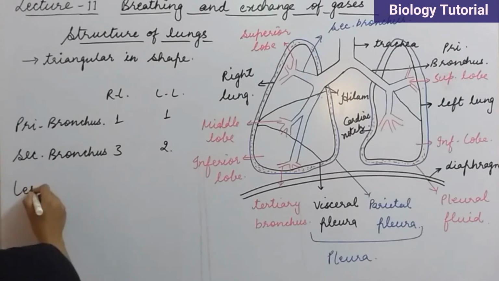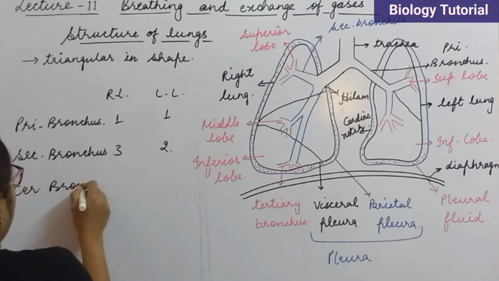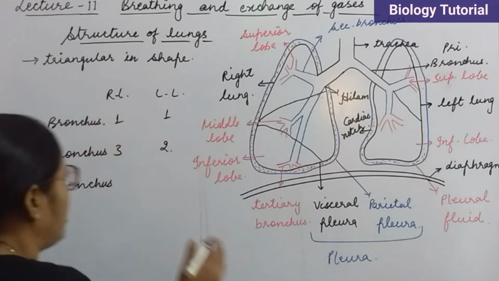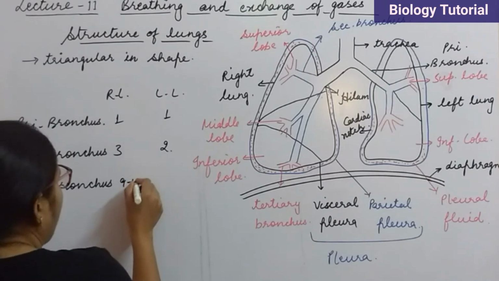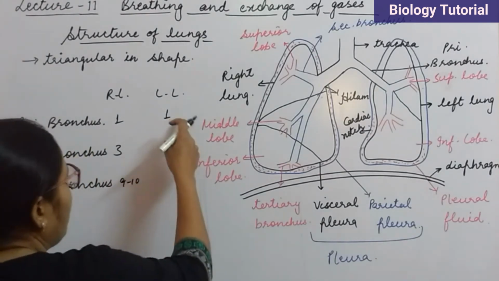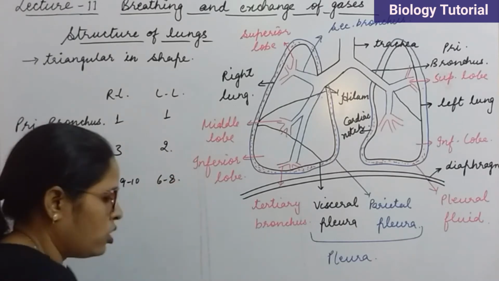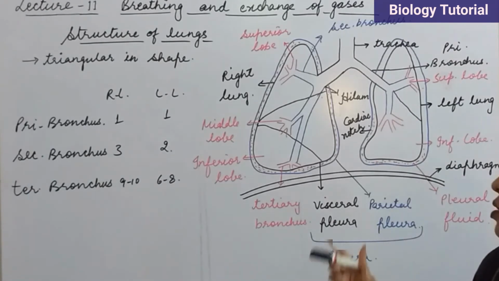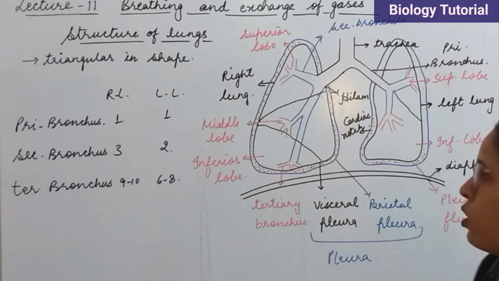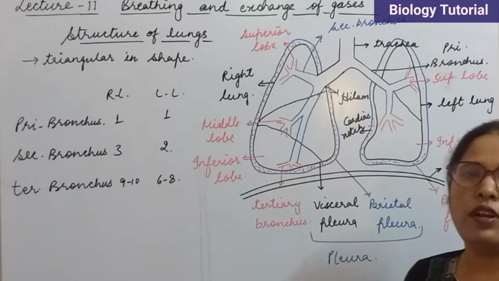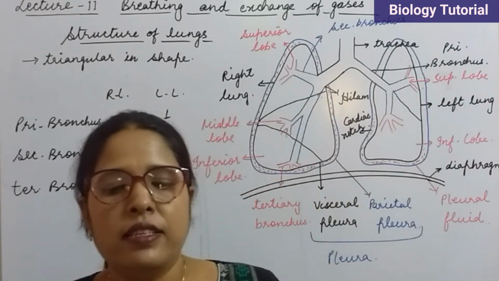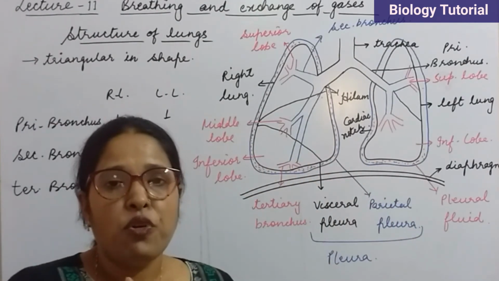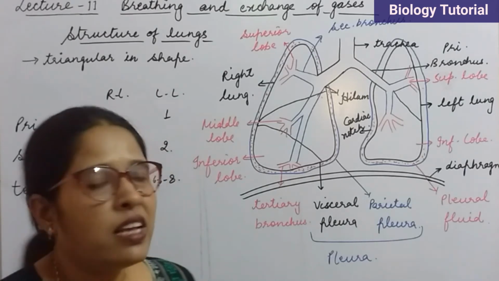Now the tertiary bronchus. In right lung, the number of tertiary bronchus is 9 or 10. And in case of left lung, it may be 6 to 8. So this is the number of primary, secondary and tertiary bronchus in the lungs. Now the function of pleural fluid. This pleural fluid plays an important role in the lungs. First one, it acts as a lubricant.